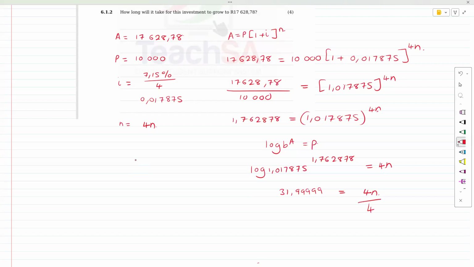So divide by 4, and n equals 8. Should be around 8, guys. So this should be 8 years. And that's all there is to this question.